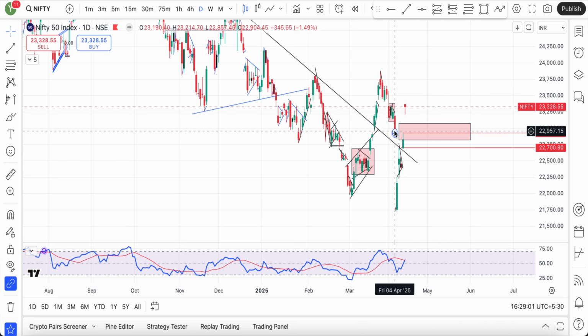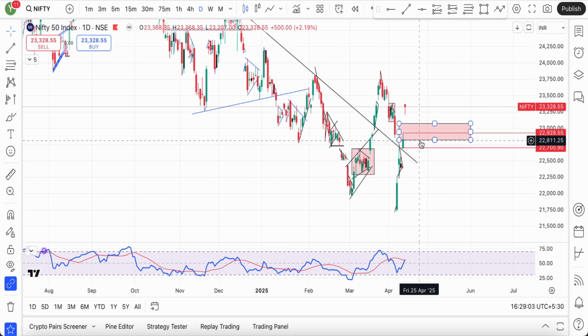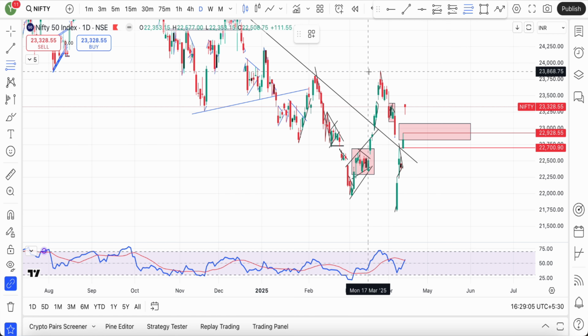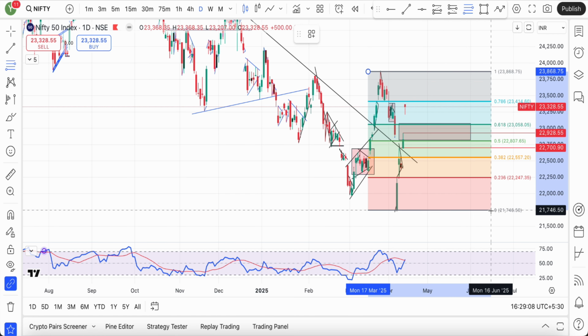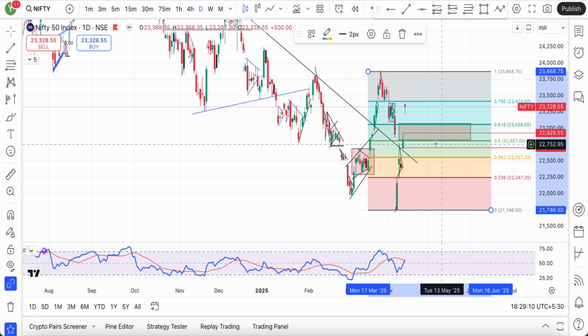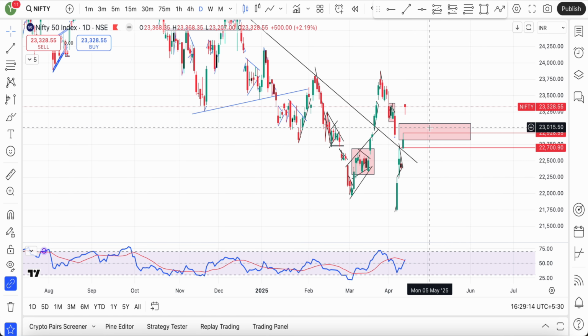So this red box out here is nothing but the 50 to 61.8 retracement zone of this entire fall. So if you see, this is the zone that we had marked, and for any bullish momentum, we're waiting for Nifty to move above this particular mark, which Nifty did today.